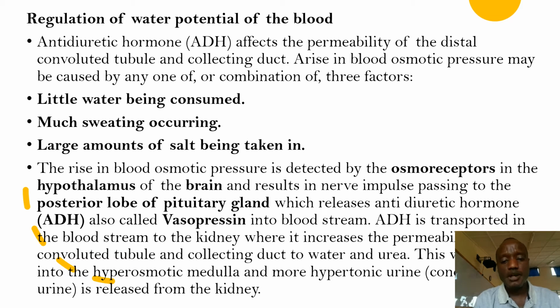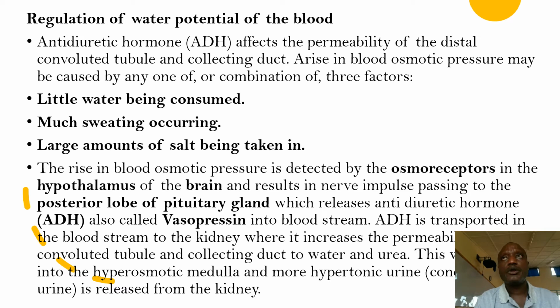So what does it mean here? Number one, osmoreceptor cells are the ones which detect a rise in blood osmotic pressure. Again, here is a question: which part of the brain do you expect the ADH to be produced in? The ADH is produced from the hypothalamus, but it is stored in the posterior lobe of the pituitary gland. So once it is stored in the posterior lobe of the pituitary gland, it is the posterior lobe which releases antidiuretic hormone into the bloodstream.